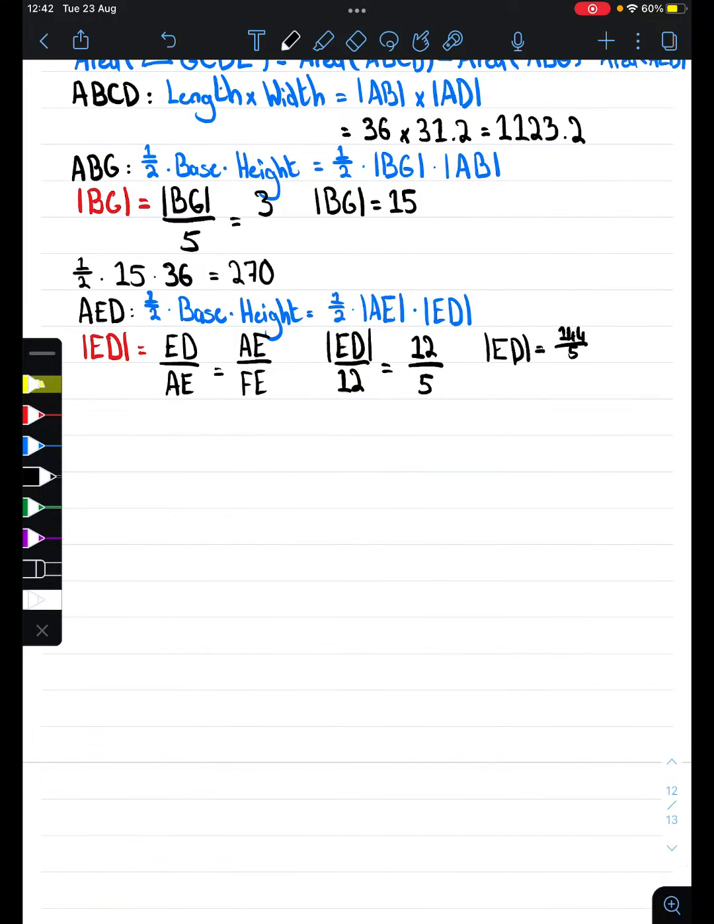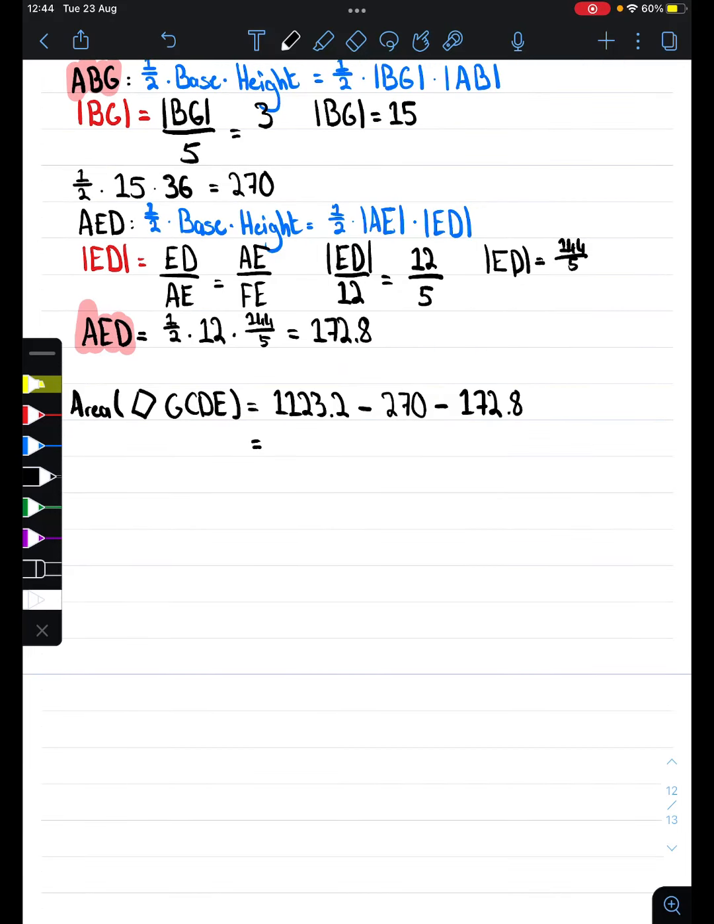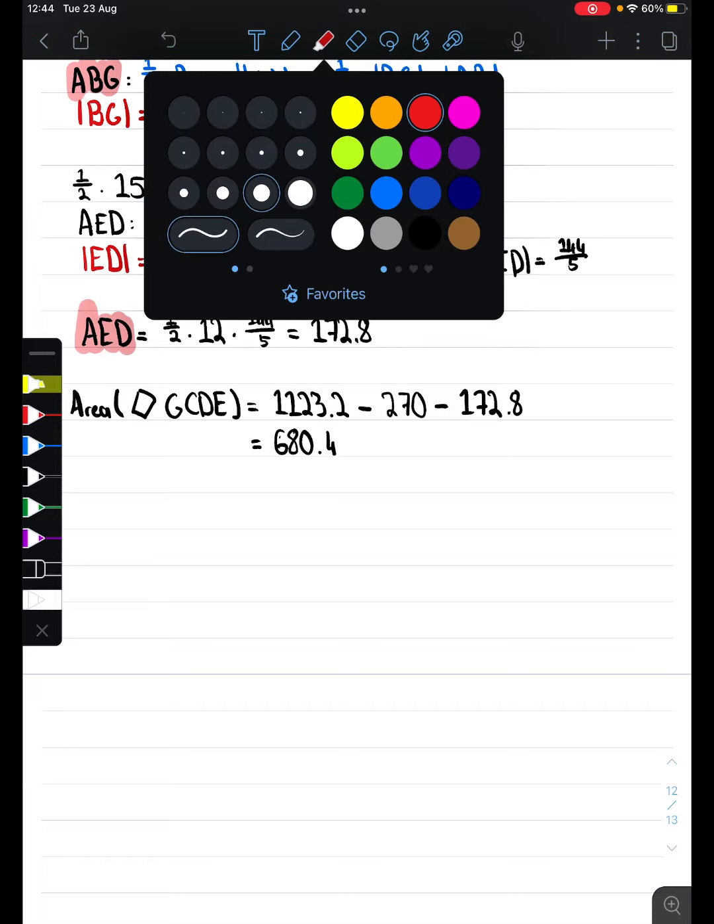So then that allows us to get AED, which is half by AE, which is 12, by the height ED, which is 144 over 5, which equals 680.4. And so that is our area.